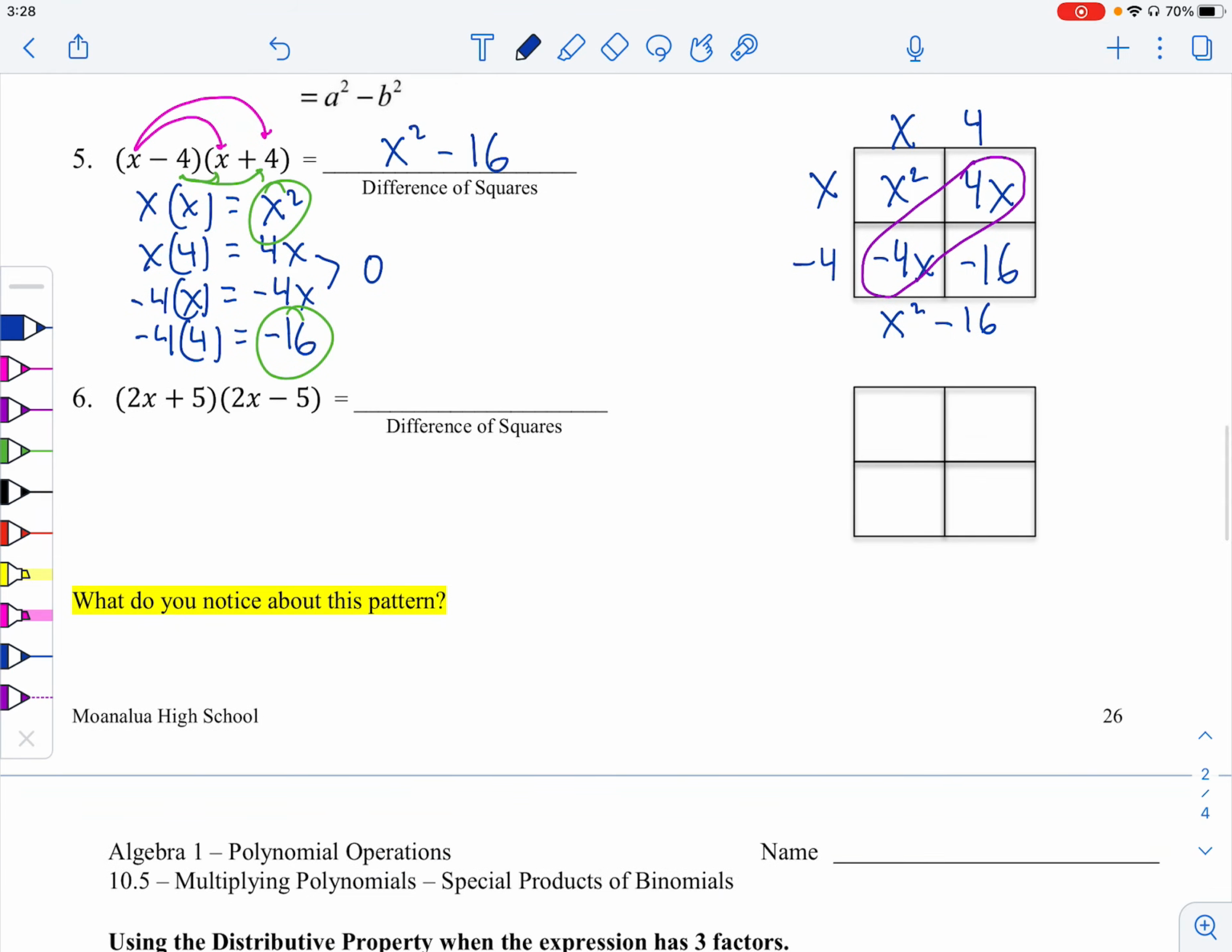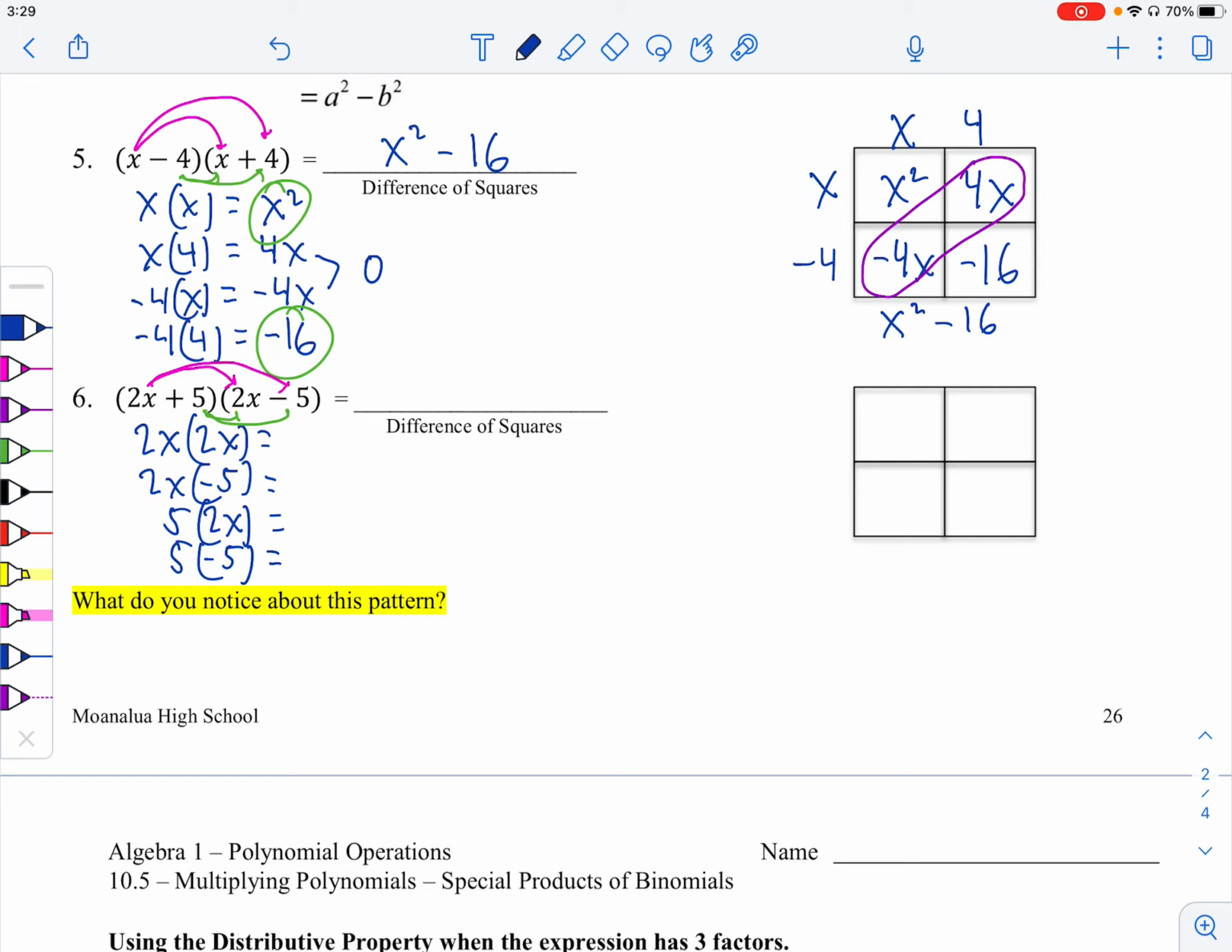All right, let's do number 6. So does this follow the same pattern? Are our middle terms going to cancel again? Let's try. So 2x, 2x. Outer, 2x and negative 5. Inner, 5 times 2x. And then last, right? 5 times negative 5.